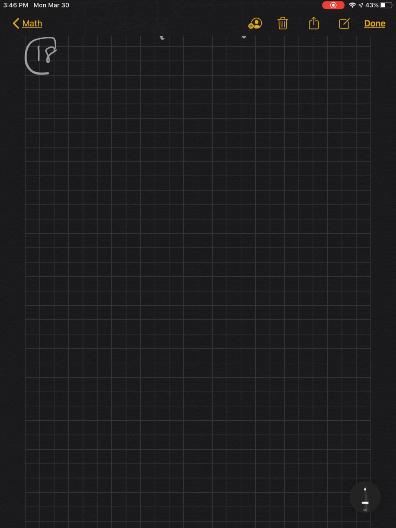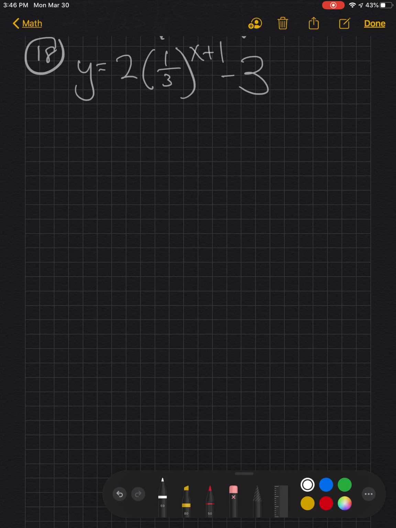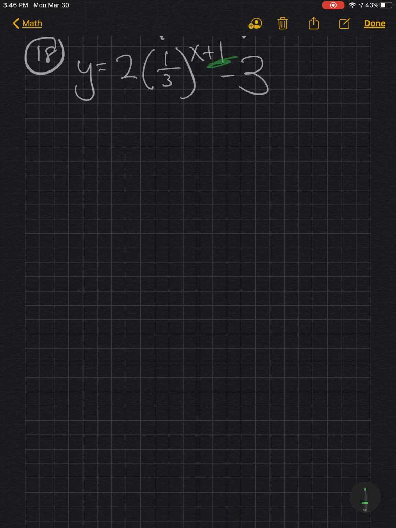So 18 says y equals 2 times 1/3 to the x plus 1 minus 3. So this problem has a lot more going on, right? Because I'll use a different color here. I'm going to use green because it has this plus 1 here, it has this minus 3 here.